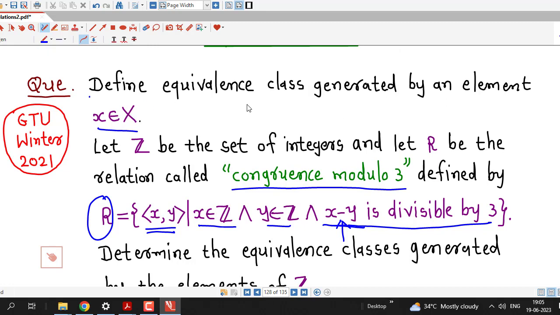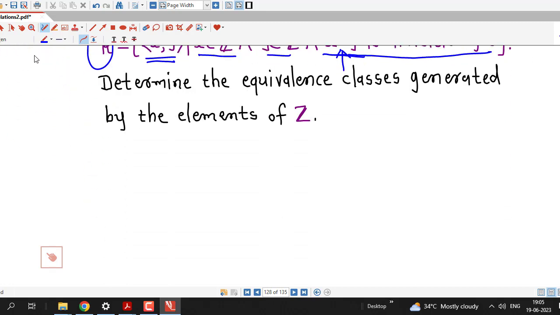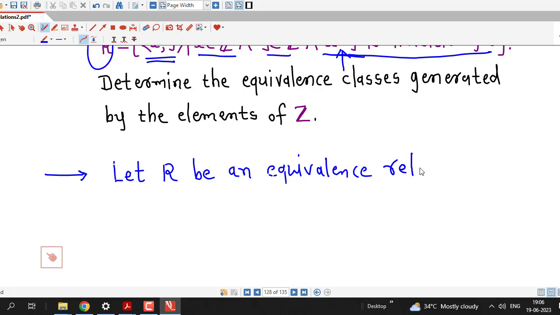The first part is to define the equivalence class generated by an element x belonging to X, and we have already seen the definition of equivalence class, but we are writing it again here for revision. Suppose we have some relation defined on a set, say capital X. Let R be that relation, and it must be an equivalence relation. Let capital R be an equivalence relation on a set, say capital X.